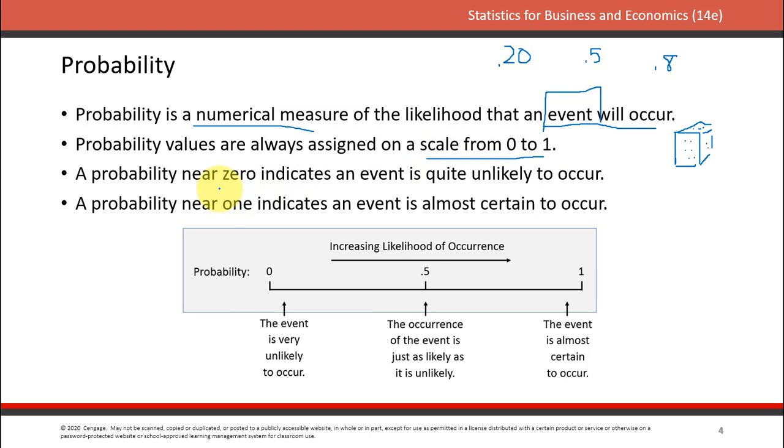And a probability near 0 indicates that the event is unlikely to occur. And a probability near 1 means that it's almost certain to occur. So it can be between 0 and 1. And of course, if it's close to 1, we think of it as almost certain. And if it's near 0, we think it's very unlikely to occur.